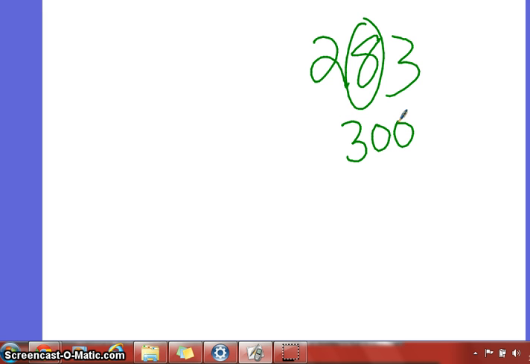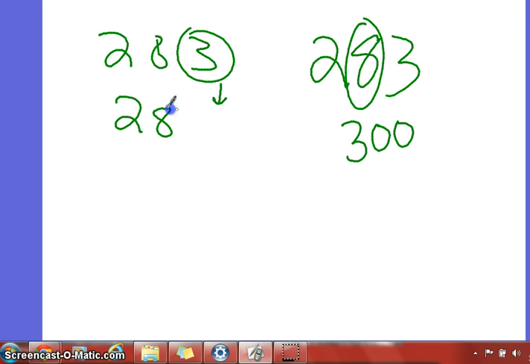Now, if I'm looking for the nearest 10 with the same number, 283, now which number am I talking about to the nearest 10? Which one's in the tens place? The 8 is. So I look at the number right after it. If it's less than 5, I round down. I don't make the 8 smaller. I change that last number to a 0. The 8's going to stay the same, but that last number becomes a 0.